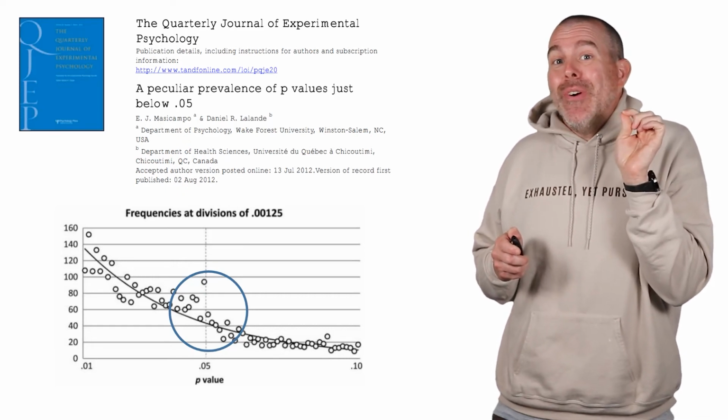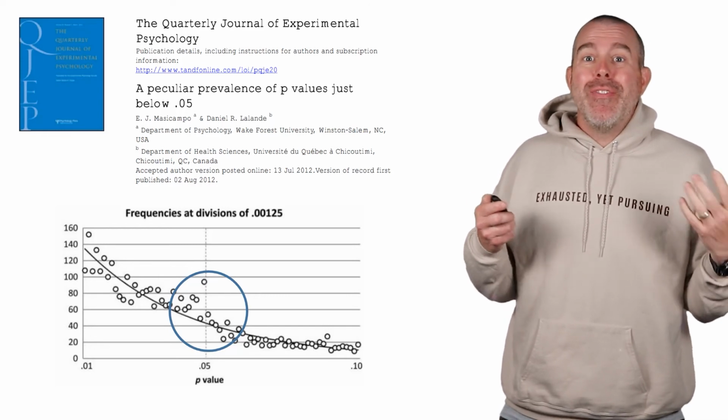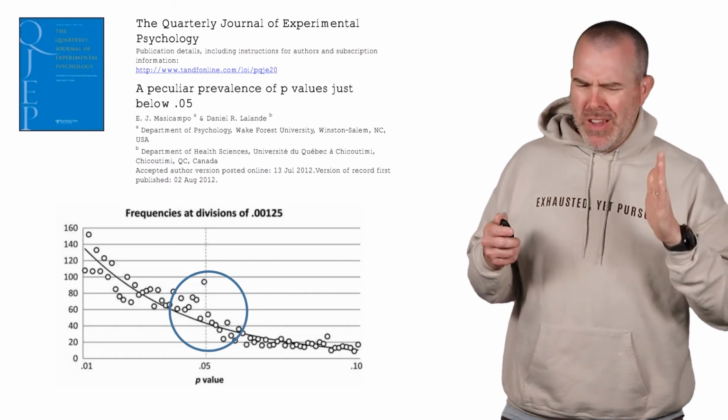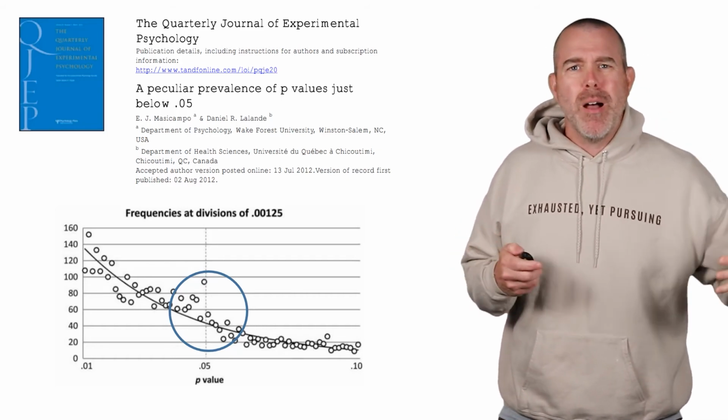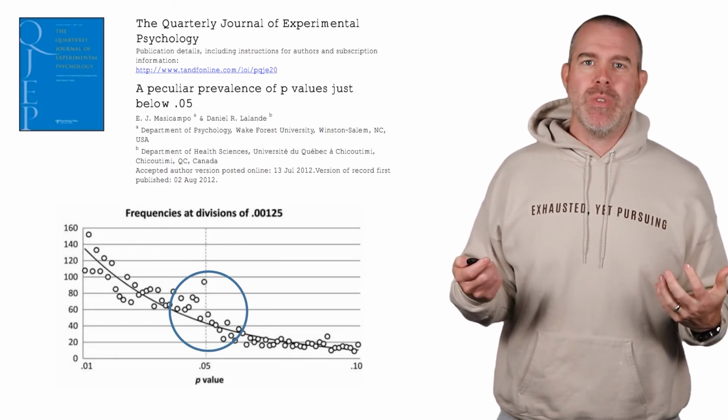So 0.0495 gets published, but 0.05 doesn't. So there are some issues with this threshold of 0.05 and what gets published and what doesn't. It is definitely a problem and something we want to think about as we study this. And I don't know if this is going to be helpful, but to illustrate this, I've got a few memes that really point this out.